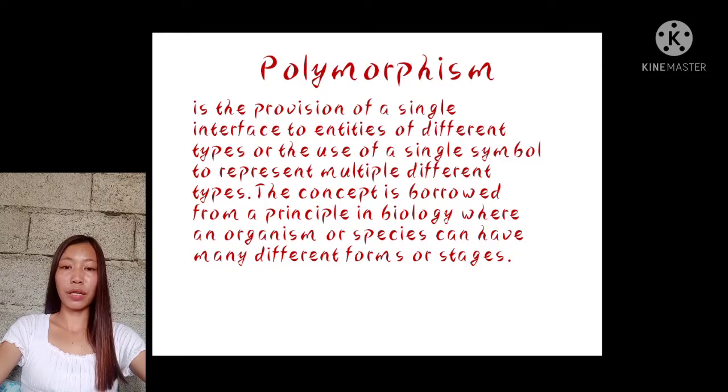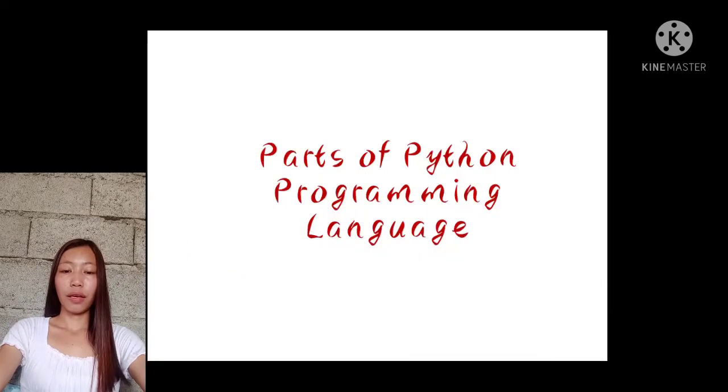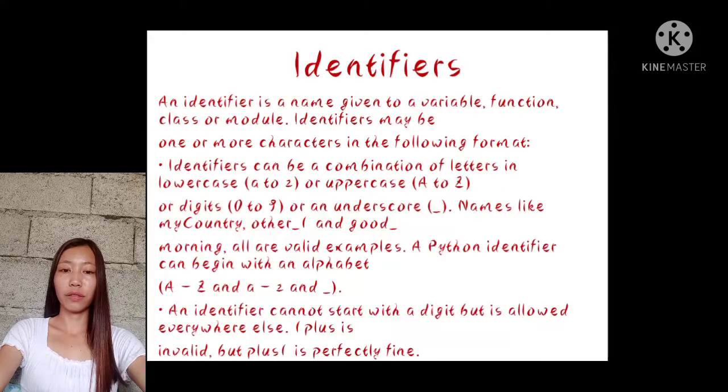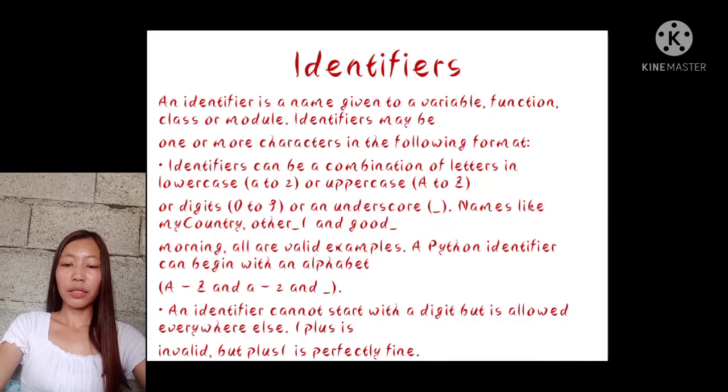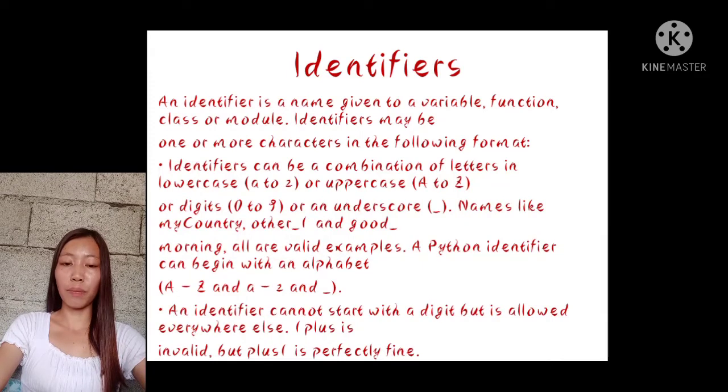And we have the parts of the Python programming language. So first is identifiers. An identifier is a name given to a variable, function, class, or module. Identifiers may be one or more characters in the following format: identifiers can be a combination of letters in lowercase a to z and uppercase A to Z, or digits 0 to 9, or an underscore.